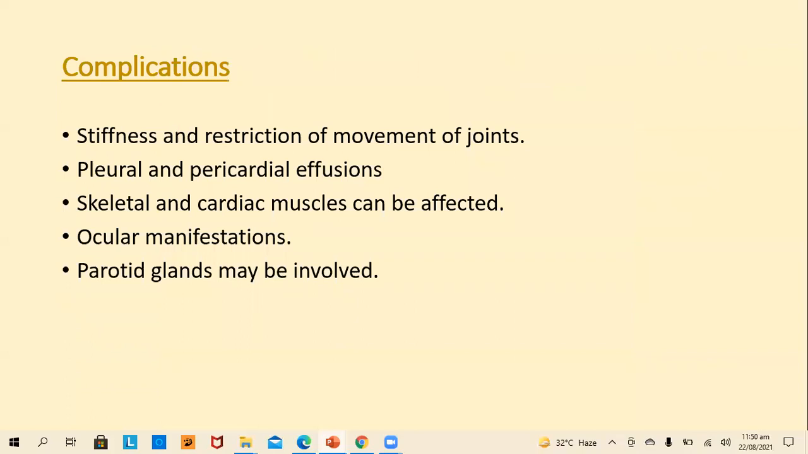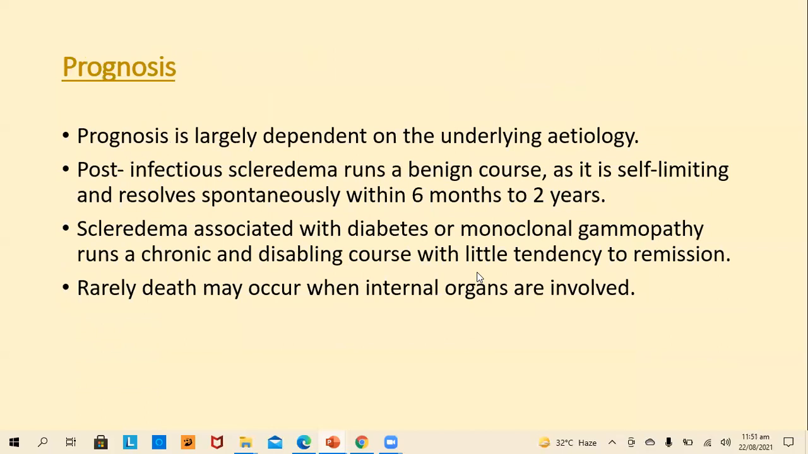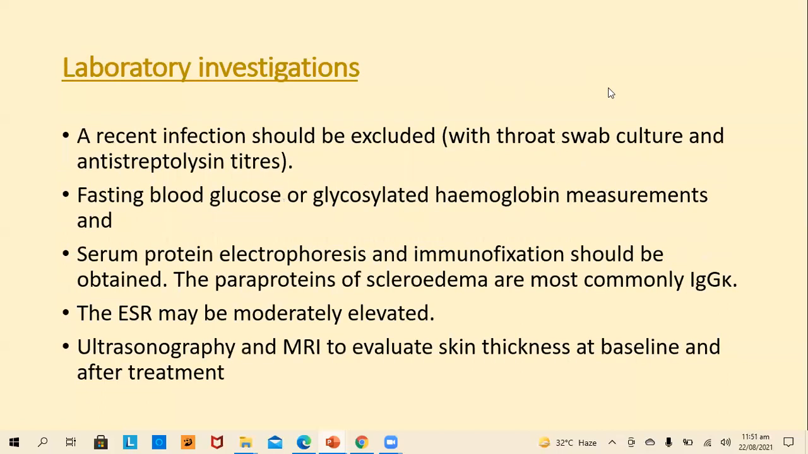Complications: stiffness and restriction of movement of joints, pleural and pericardial effusion, skeletal and cardiac muscles may be affected, ocular manifestations and parotid gland involvement. Prognosis is largely dependent on the underlying etiology. Post-infectious scleredema runs a benign course, is self-limiting, and resolves spontaneously between 6 months to 2 years. The scleredema associated with diabetes or monoclonal gammopathy runs a chronic and disabling course with little tendency to remission. Early death may occur when an internal organ is involved.